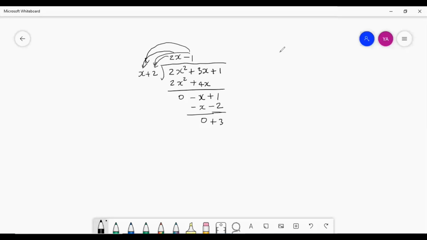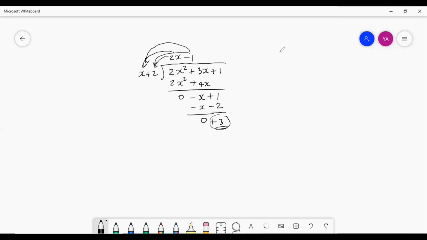So here we can stop because the degree of this term is 1 less than the degree of the divisor. Did you get the same answer? 2x minus 1 as the quotient and 3 as remainder?